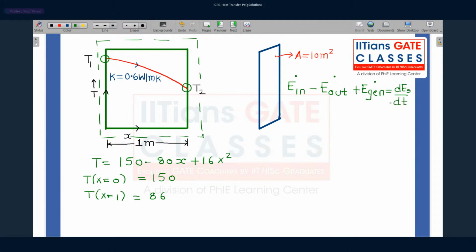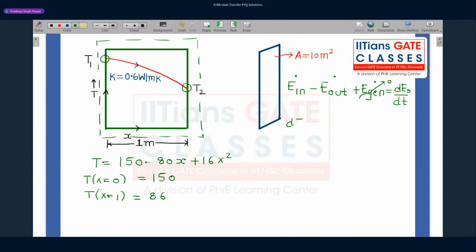Okay, let's look at it now. Is there any heat generation happening inside our system? No, there is no heat generation happening inside the system. Is there heat coming inside the system? Is there heat going out of the system? He has not specified any convection coefficient, or fluid temperatures on both the sides. So how do we calculate E in, E out? Very simple. He has given you the temperature distribution.